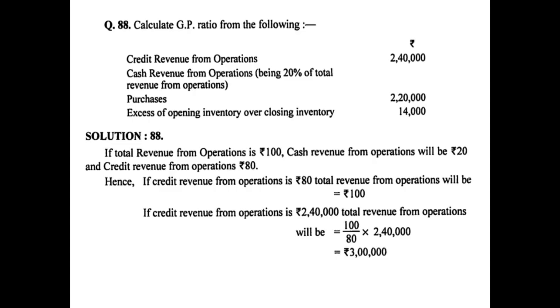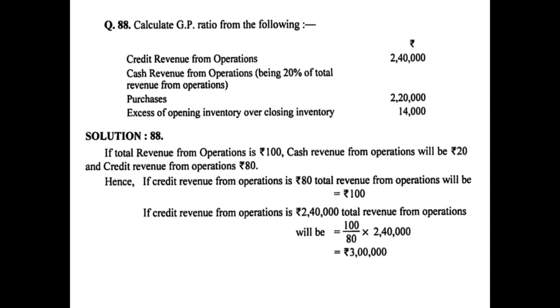The first question which I'll be discussing here, again don't pay attention to the serial number of the question. These questions are very much from your book as I keep on repeating, but the serial order is depending on the edition of the book. So in this question, you have to calculate gross profit. GP ratio is the gross profit ratio. So you have to calculate the gross profit ratio from the following.